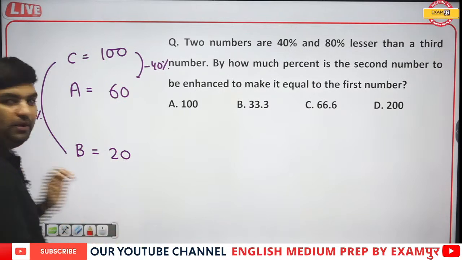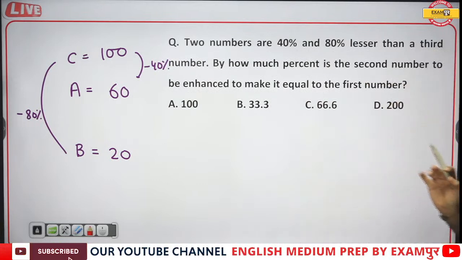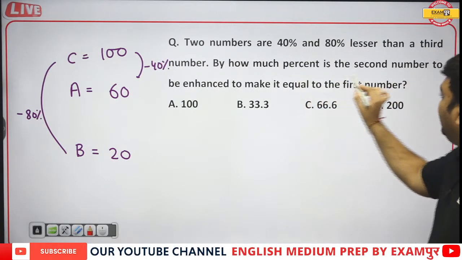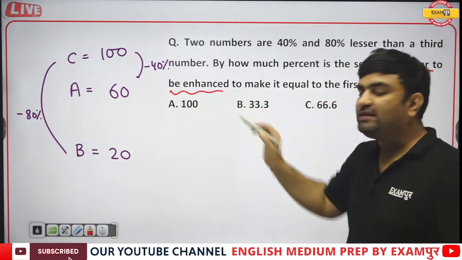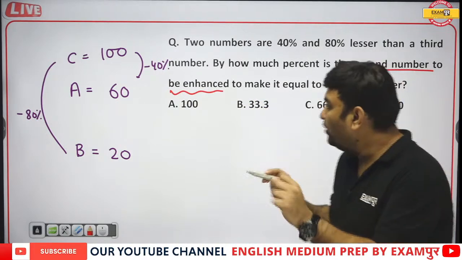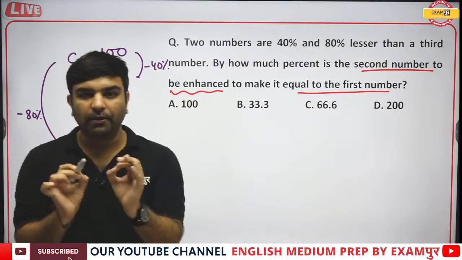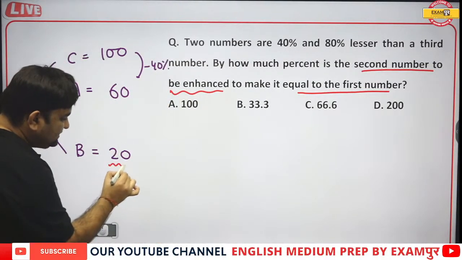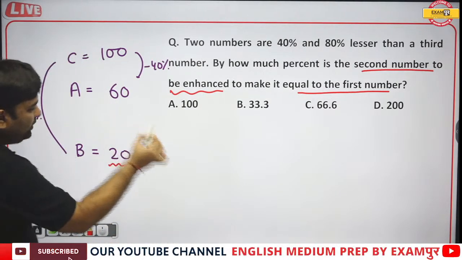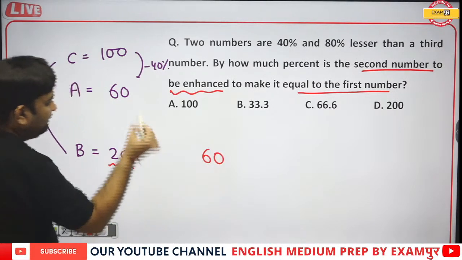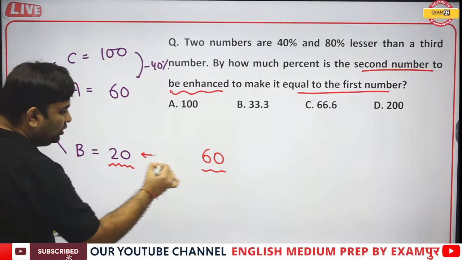Now read the information very carefully. By how much percentage should the second number be enhanced to make it equal to the first number? So second number originally is 20 and you want to make it 60, because first is 60.